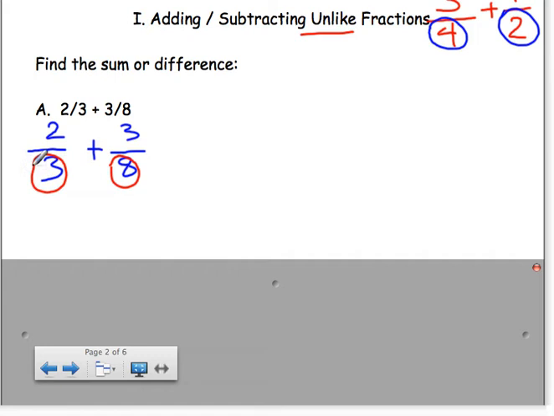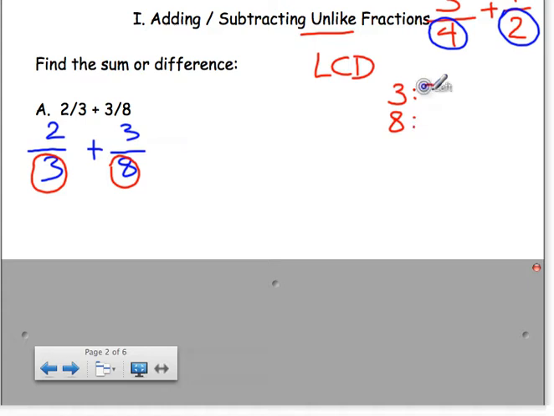So this is something you saw in the last video. What we need to do is find the least common denominator of these two fractions. So that means I want to figure out what's the smallest multiple of 3 and 8. I could list them out or I could use the cake method. I'll do both just to kind of refresh my memory.